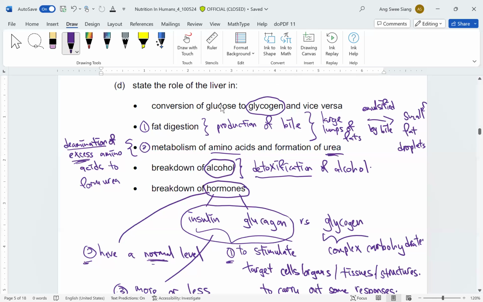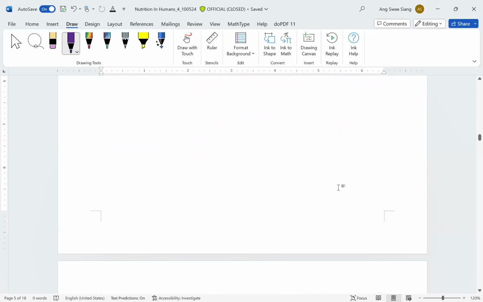So let's look at the last function of the role of the liver, conversion of glucose to glycogen. Now, the last function of the liver, we call it.